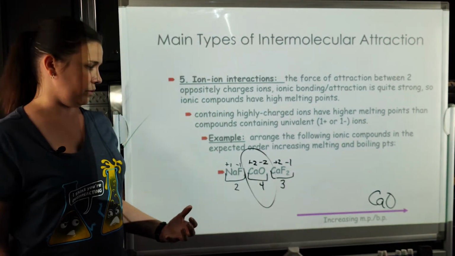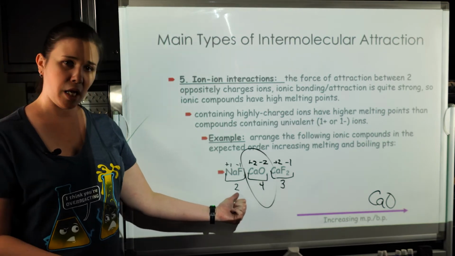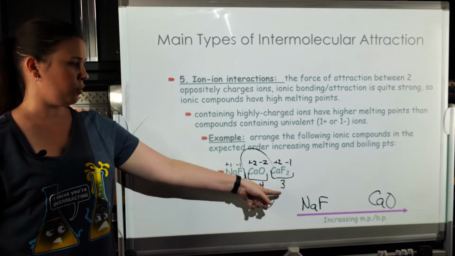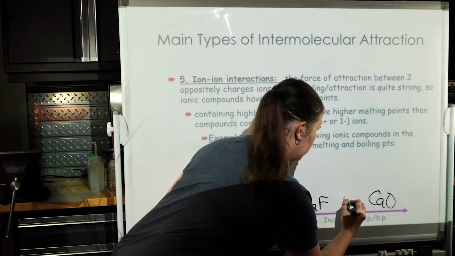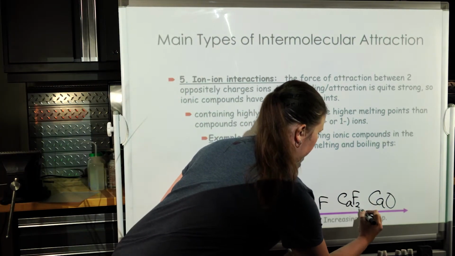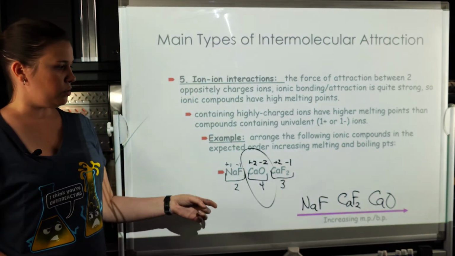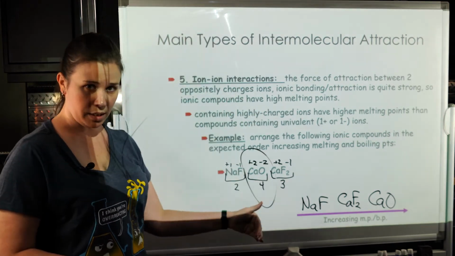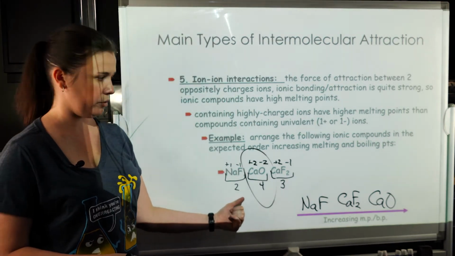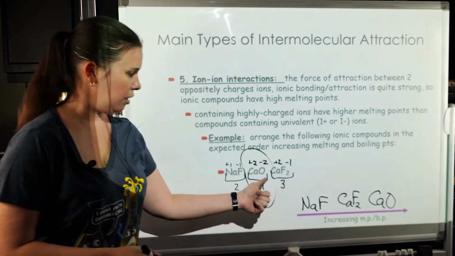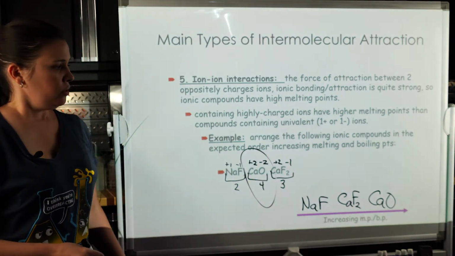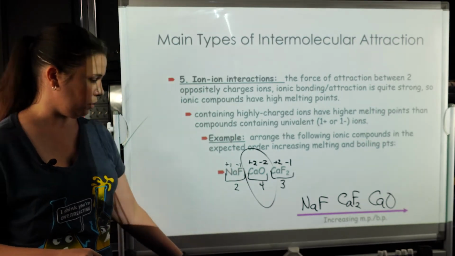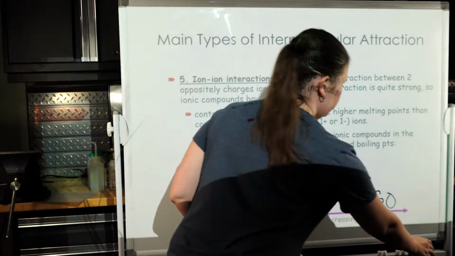What would have the weakest bond? That would be the thing with the smallest absolute difference. NaF. And of course in the middle, we would have our absolute difference of 3, CaF2. So that's how we order our melting points, from the weakest bond, smallest difference, up to the strongest bond having the greatest difference. So our intermolecular forces all have to do with the difference in charge. The greater the difference, the stronger the bond.